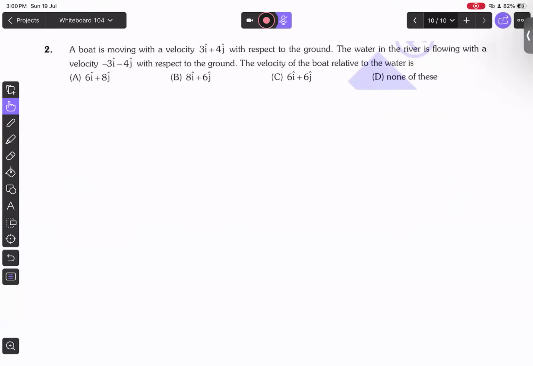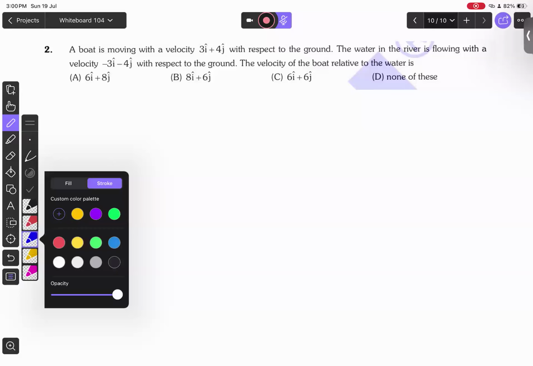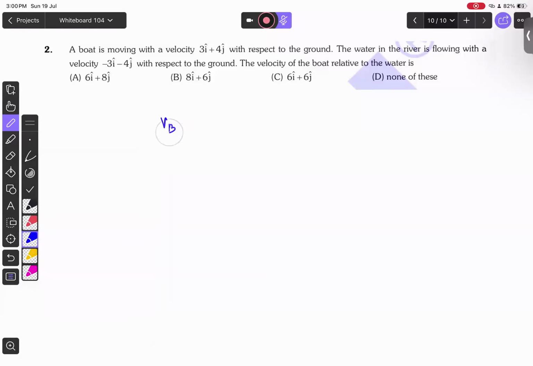Solve fast, everyone. The boat is moving with velocity 3 i cap plus 4 j cap with respect to the ground. The water is flowing with a velocity minus 3 i cap minus 4 j cap with respect to the ground. So velocity of the boat with respect to the water. They're asking a simple thing. Nothing much to do. So velocity of the boat is 3 i cap plus 4 j cap.